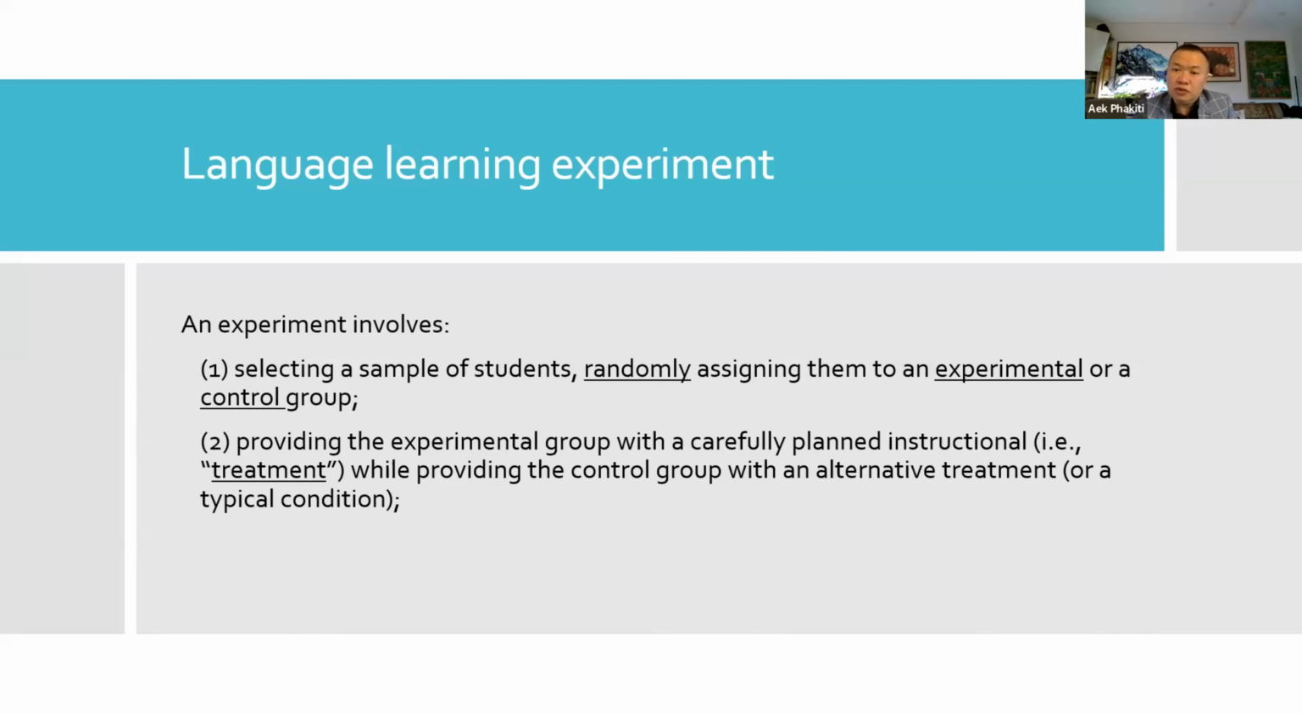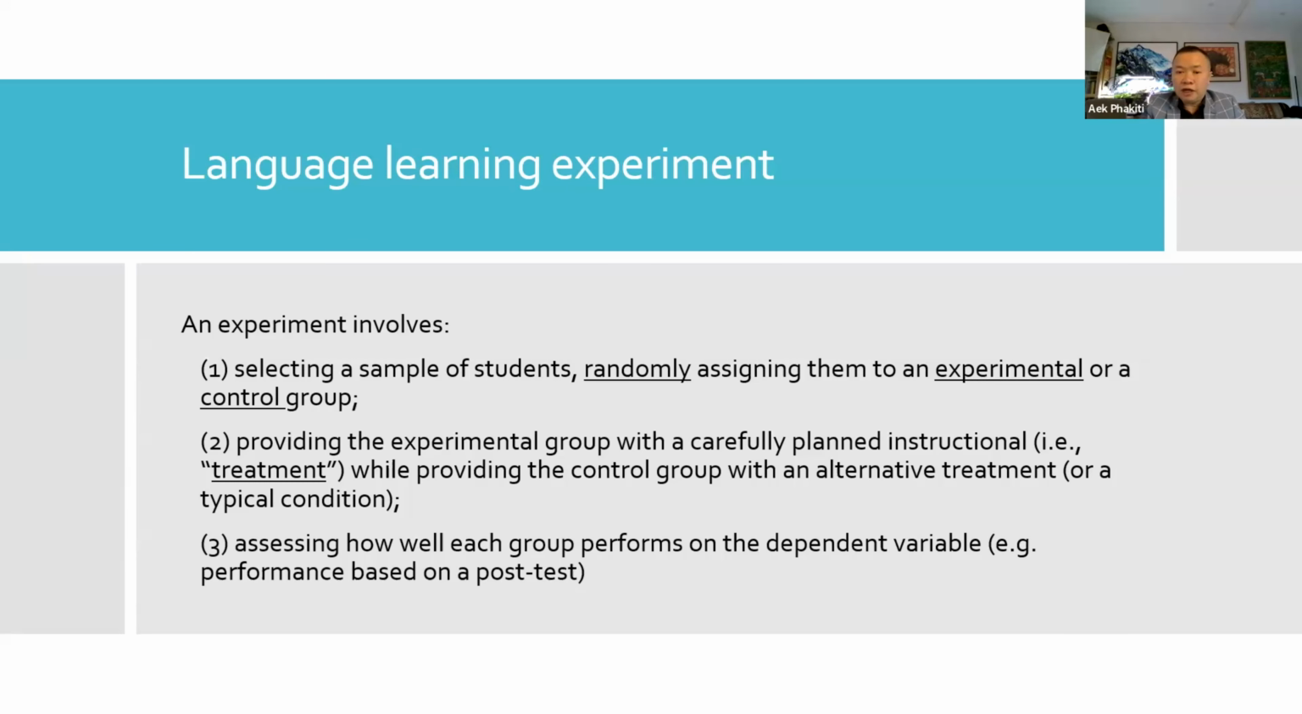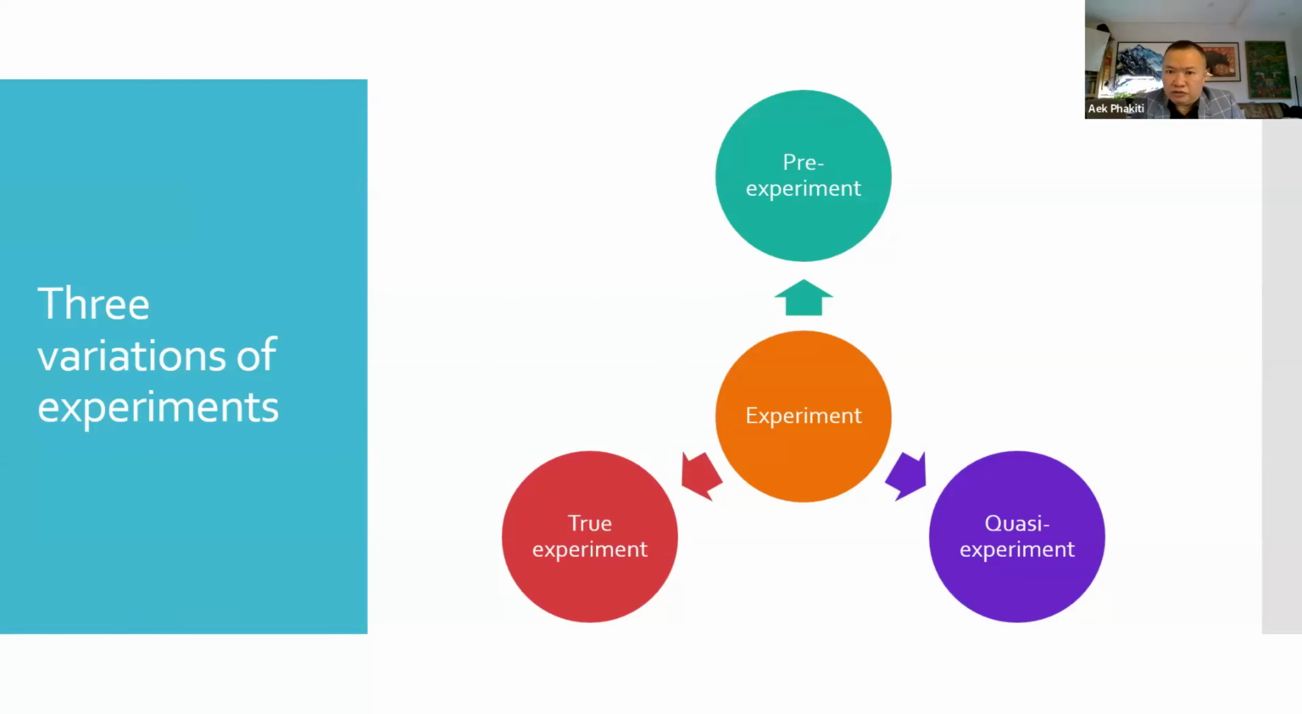Then you need to plan the instruction. In this case, we call that the treatment, and then provide the control group with some other alternative treatment, maybe the typical conditions that they normally have. And then you need to assess the dependent variable, which could be some performance-based measure and so on. You know, this is getting exciting.